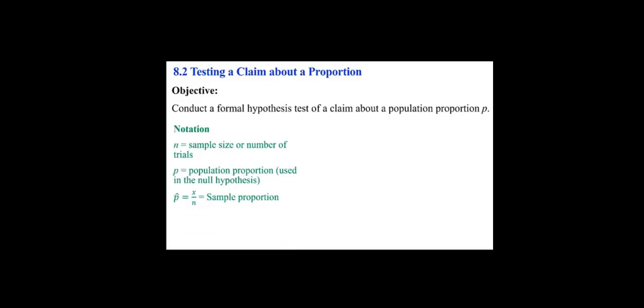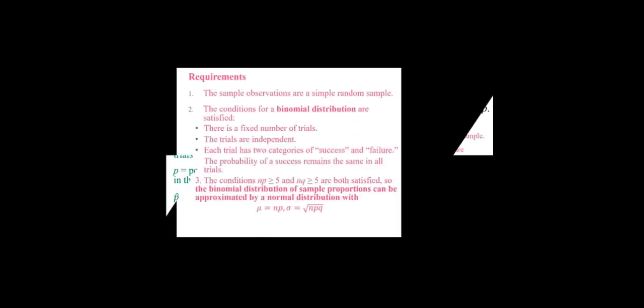We should remember the notation. n represents the sample size, p is the population proportion, and p hat is the sample proportion. The sample observations are a simple random sample. The conditions for a binomial distribution are satisfied. There is a fixed number of trials. The trials are independent. Each trial has two categories, success and failure. The probability of a success remains the same in all trials. The conditions np ≥ 5 and nq ≥ 5 are both satisfied, so the binomial distribution of sample proportions can be approximated by a normal distribution with mu equals np, sigma equals the square root of npq.